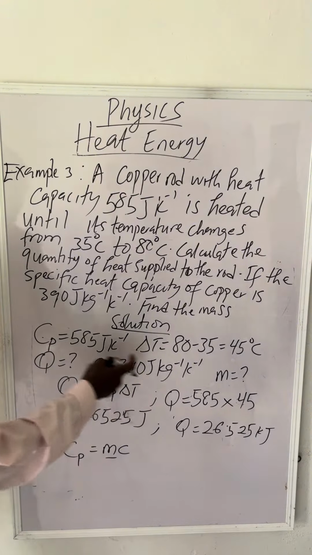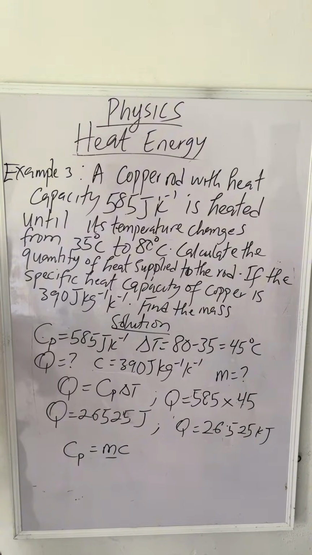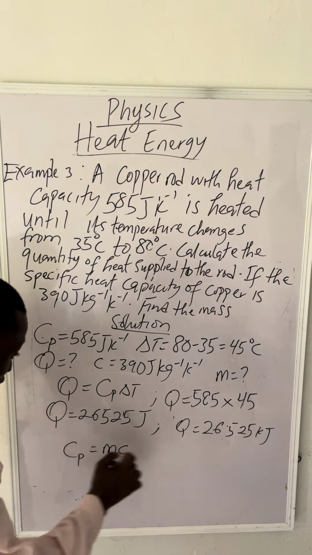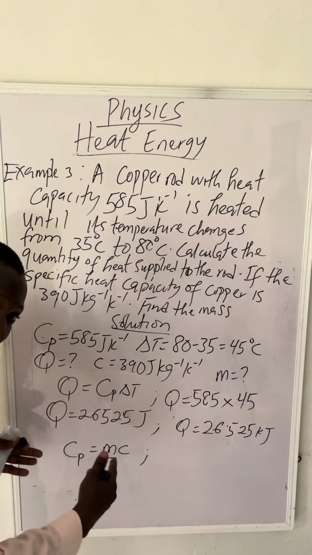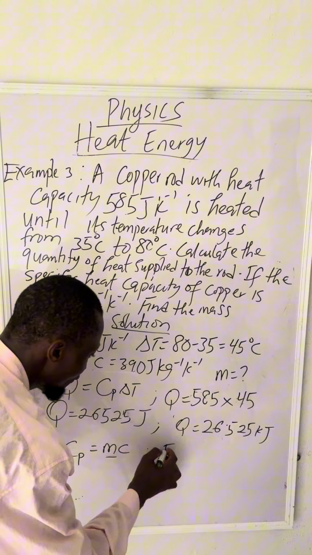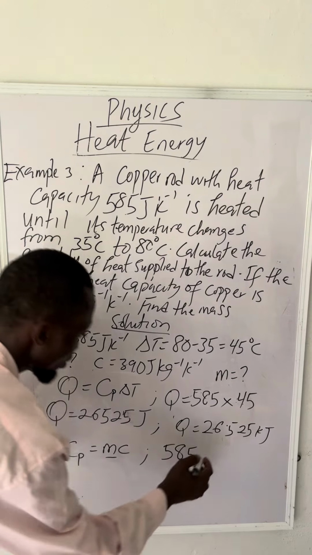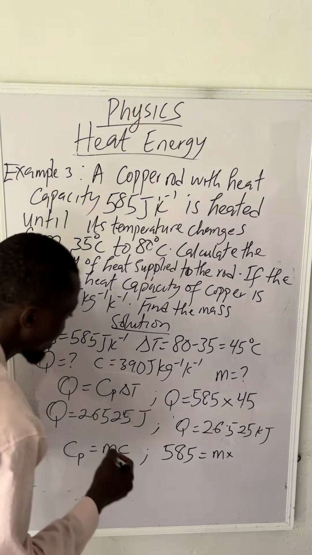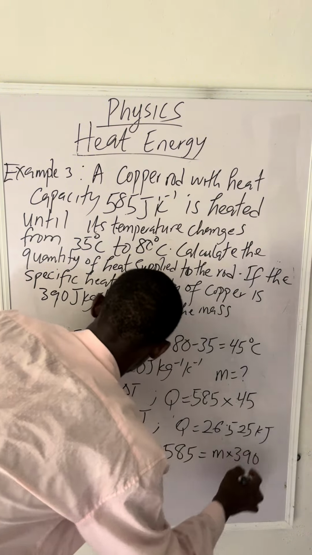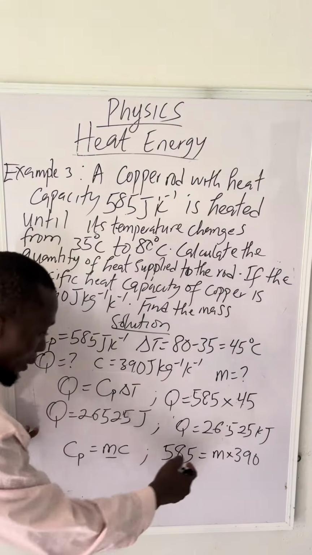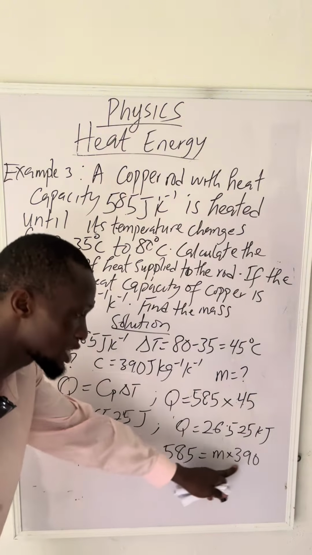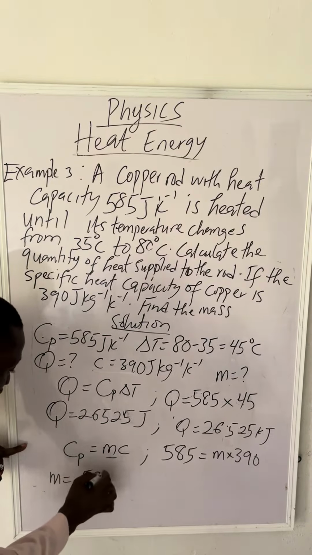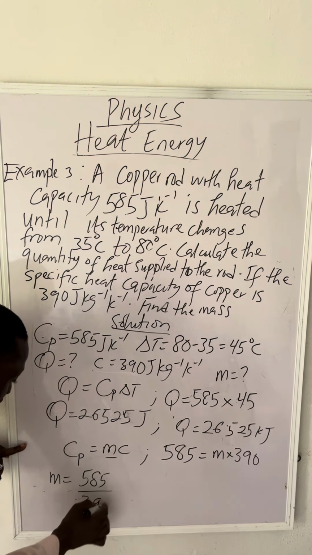So here, my Cp is known already. My Cp is 585. So I'm going to substitute that. We're trying to manage the space. So we're saying 585 equals mass times C, which is actually 390. So we're going to say 390. Our mass, we need M, so we divide both sides by 390. So our mass is going to be equal to 585 divided by 390.